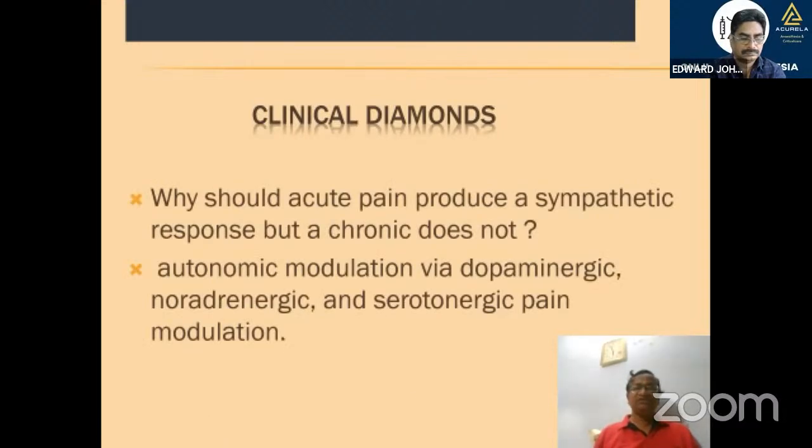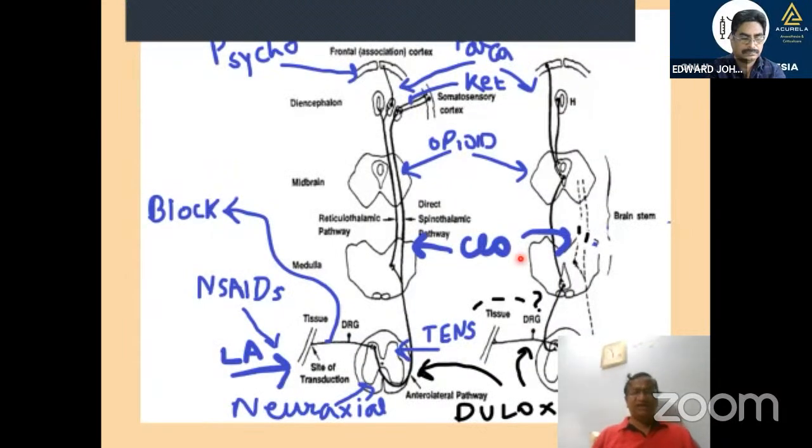Now we go to clinical dimensions. Why should acute pain produce a sympathetic response? BP rises, but chronic pain does not. Now I have an ascending and descending modulation system. It is roughly drawn, I'd say.